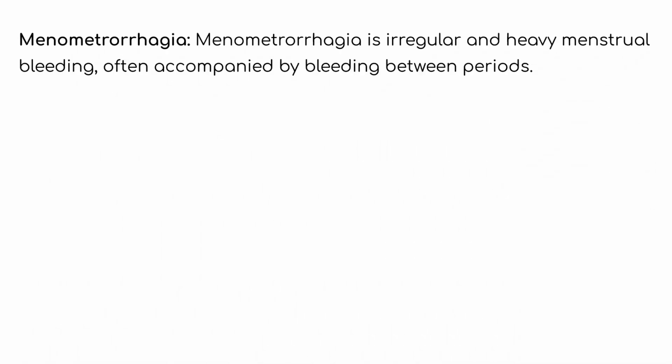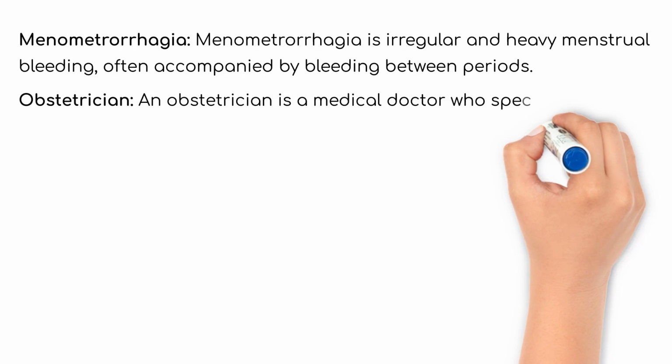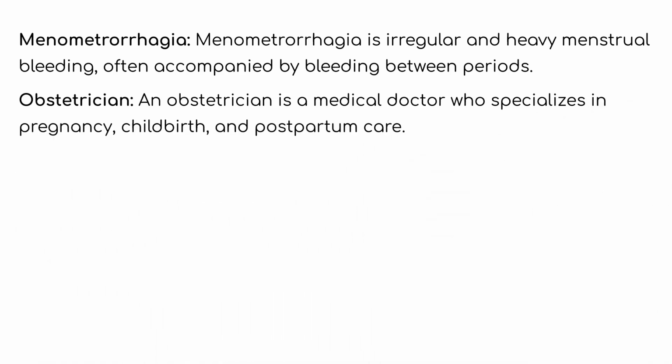Menometrorrhagia. Menometrorrhagia is irregular and heavy menstrual bleeding, often accompanied by bleeding between periods. Obstetrician. An obstetrician is a medical doctor who specializes in pregnancy, childbirth, and postpartum care.